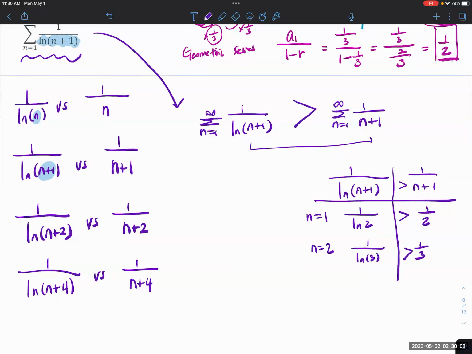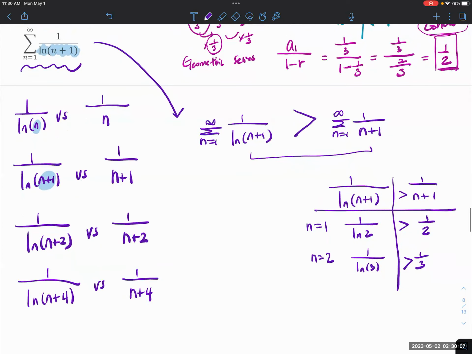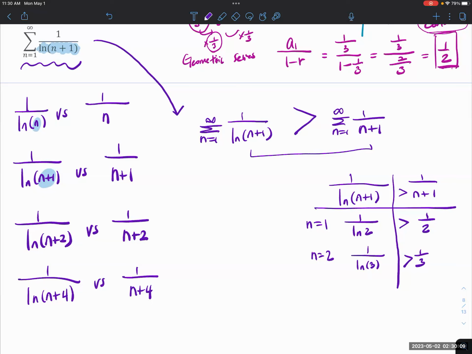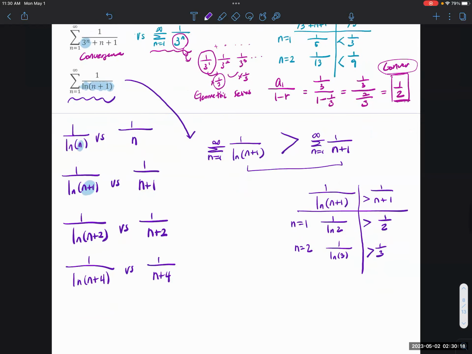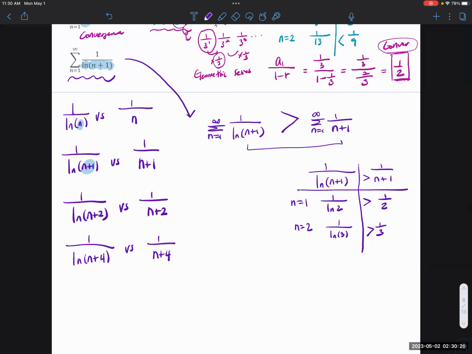Usually, if the left side is larger, the answer should be divergence. If the right side is larger, usually the answer should be convergence. But you just need to double check, because we need to prove whether this one is a divergence or convergence again.